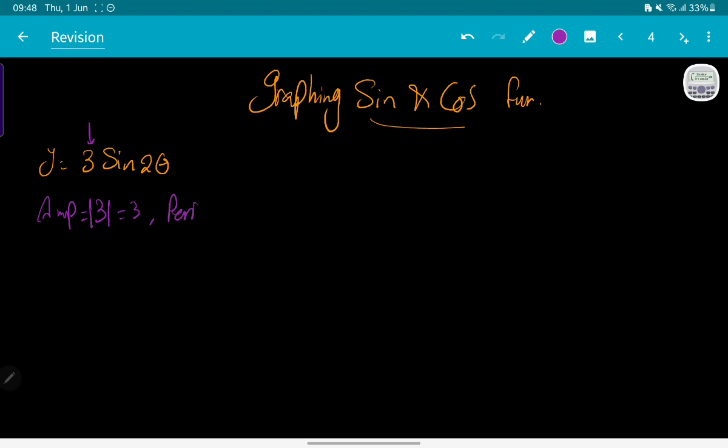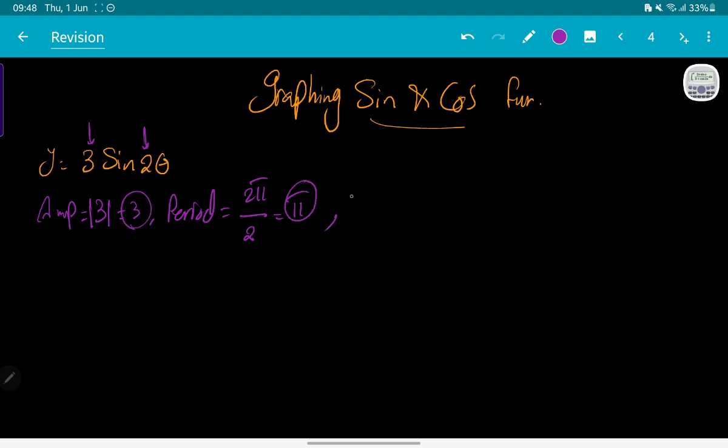Second, we need the period. After this period the wave will be repeated. The period is always 2 pi, but we should divide the 2 pi by this number in a positive value, so it's divided by 2, so the answer is pi. Okay, now we have the period and amplitude.